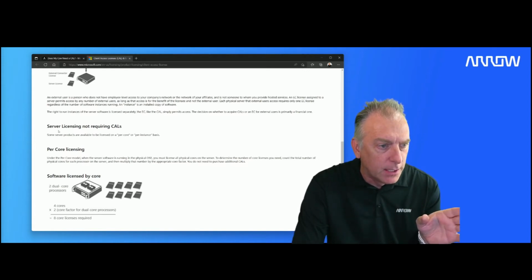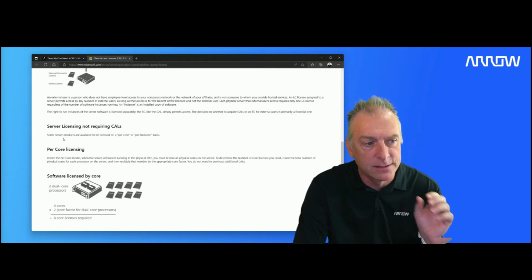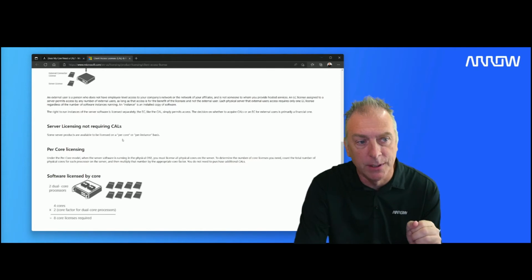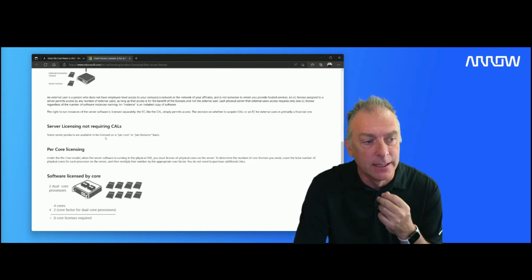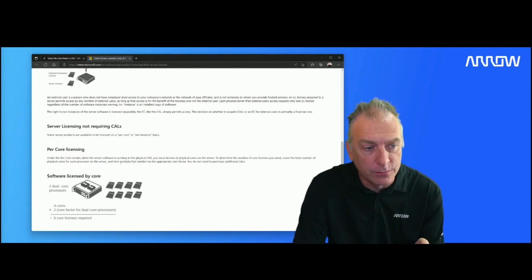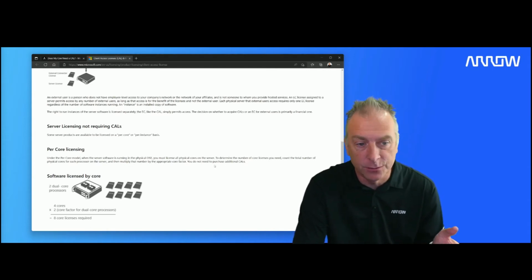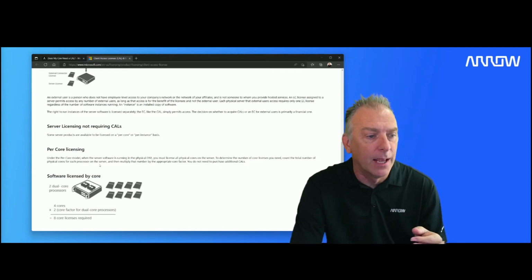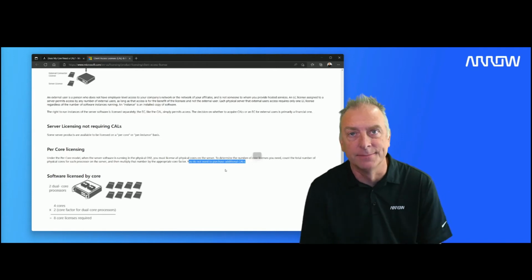So it gets here and it says server licensing not requiring cows. Some server products are available to be licensed on a per core or a per instance basis. Under the per core model, when the server software is running in the physical OS, you must license all the physical cores. And then it basically says you do not need to purchase cows.